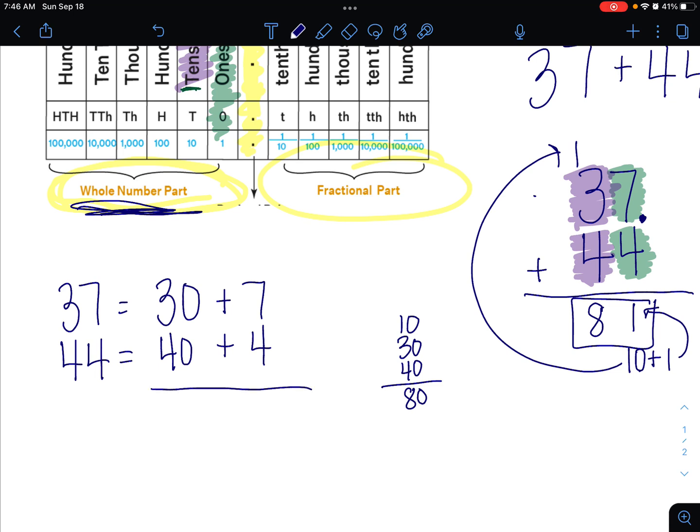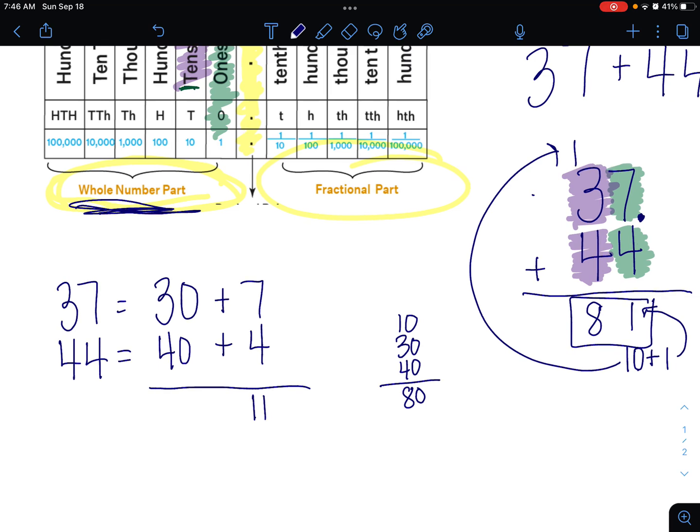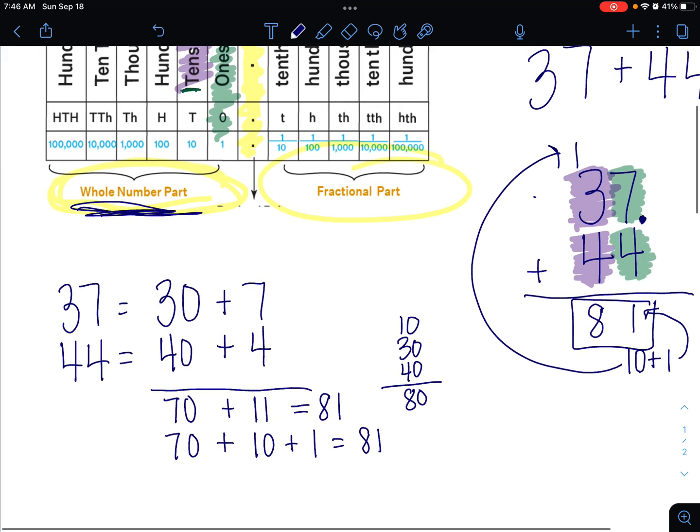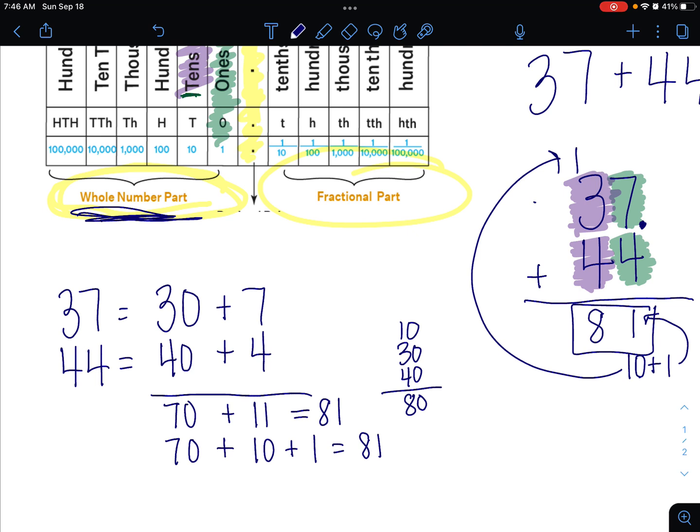And I can do this problem this way instead. I can do 7 plus 4, which is 11. And I'm going to add that on to 30 plus 40. And 30 plus 40 is 70. So now I just have 70 plus 11. I can figure out that that's 81, or I can break it down further and say 70 plus 10 plus 1, which also gives me 81. We always want to think about numbers in a way that makes the most sense to us.